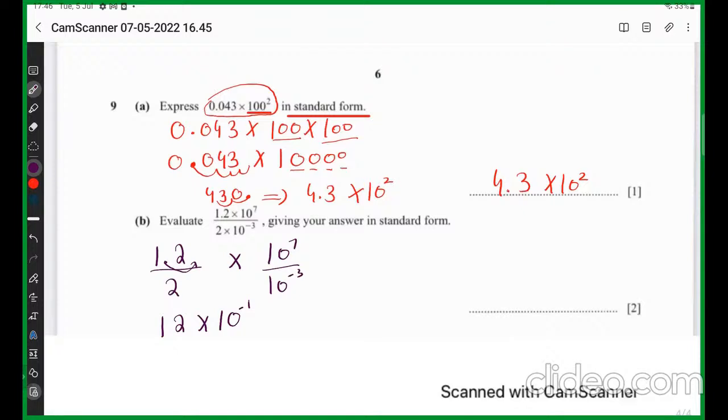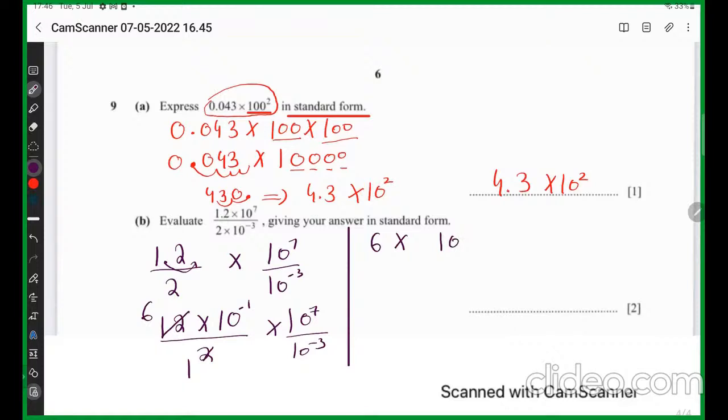And now the number is 12 into 10 power minus 1. And now it is being divided by 2. And it's being multiplied by 10 power 7 divided by 10 power minus 3. Okay. All right. It's easy. It's 1 times and it's 6 times. So this is 6 and 6 is being multiplied by 10 power 7. I can just take this 10 power minus 1 to the denominator because I want the power of 10 to be positive. So I can write it as 10 power 1 and I can take this to the numerator because the power is negative and I can write it as 10 power 3.